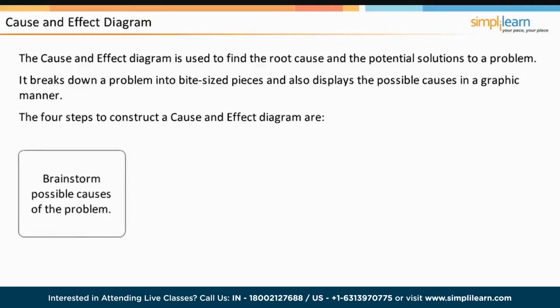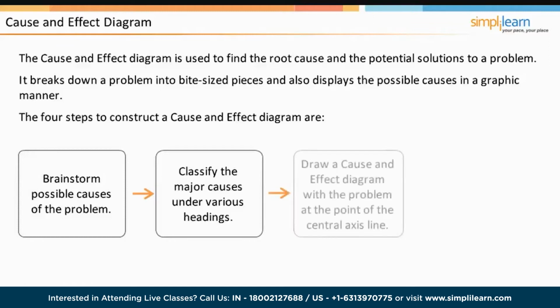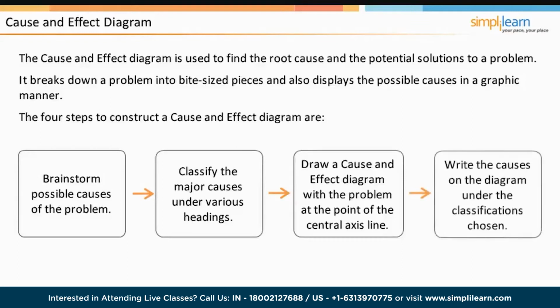The steps involved in the cause and effect diagram are: all the possible causes of the problem or effect selected for analysis are brainstormed. The major causes are classified under the headings of materials, methods, machinery, and manpower. The cause and effect diagram is drawn, with the problem at the point of the central axis line, and the causes on the diagram are written under the classifications chosen. The next screen illustrates the cause and effect diagram with the help of an example.